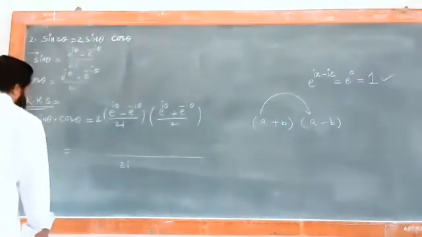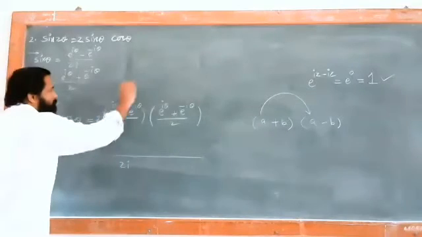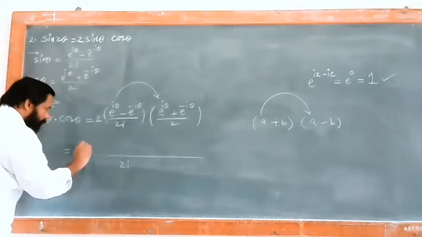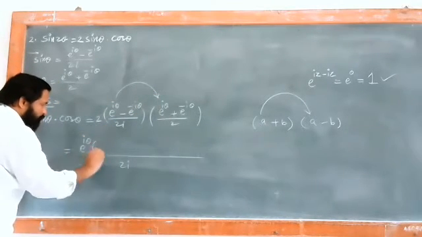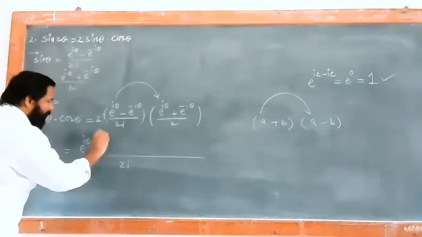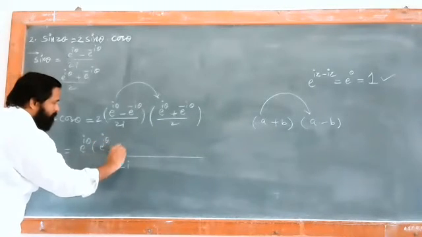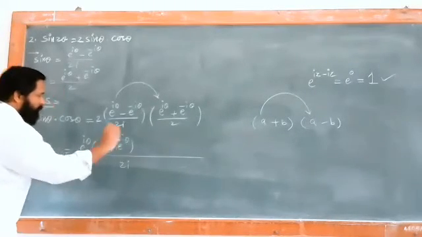So let's just directly do that. Now this e raised to i theta, e raised to i theta plus e raised to minus i theta.